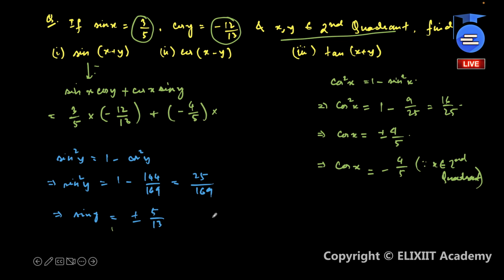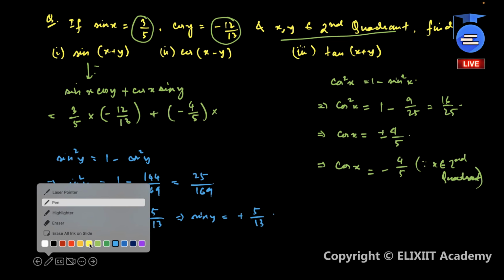Now, similarly, whether this will be plus 5 upon 13 or minus 5 upon 13, we look onto this information. X and y belong to the second quadrant. So obviously, in this case, this cannot be negative. Why? Because sin theta is positive in the second quadrant. So sin y will be positive 5 upon 13.